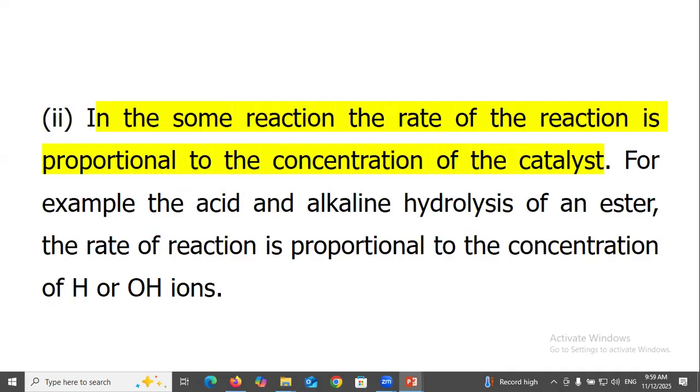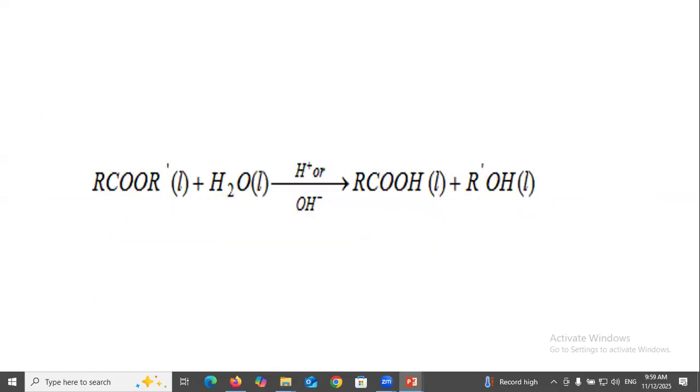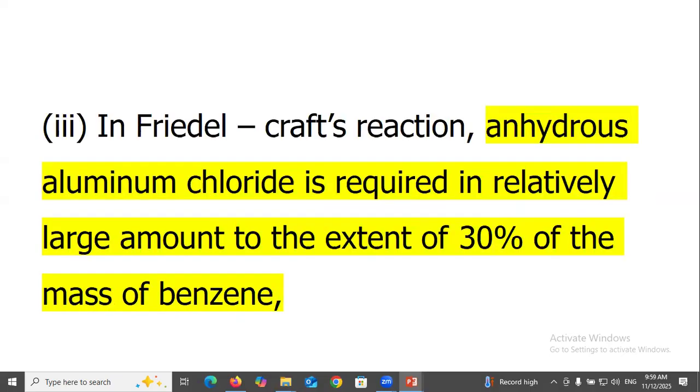of the catalyst. For example, in the acid and alkaline hydrolysis of ester, the rate of reaction is proportional to the concentration of hydrogen and hydroxide ions. In the Friedel-Crafts reaction, anhydrous aluminum chloride is required in a relatively large amount, up to 30% of the mass of benzene.